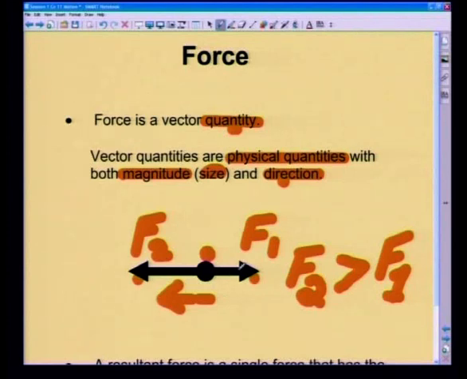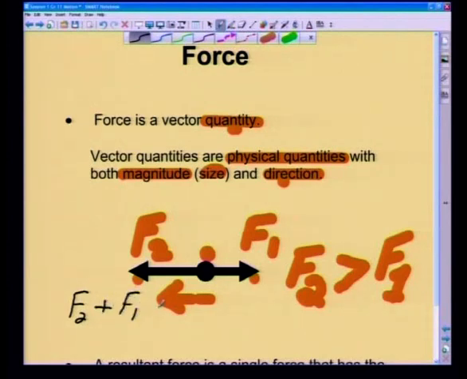Now, this resultant force, we will get the magnitude of this resultant force by adding the two forces. In other words, we should be able to say, if I've got F2 and I add it to F1, what am I going to get?